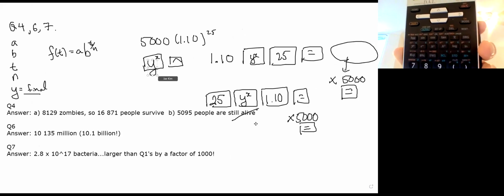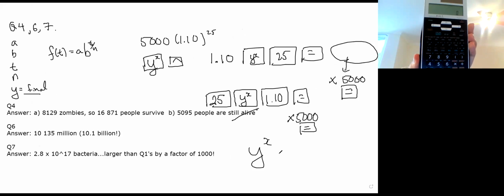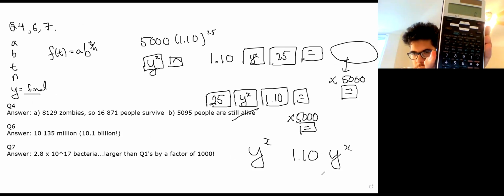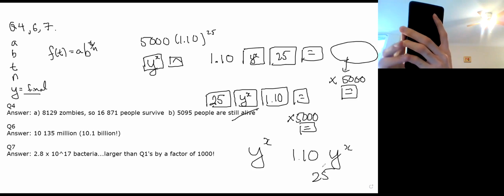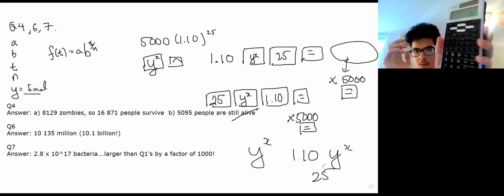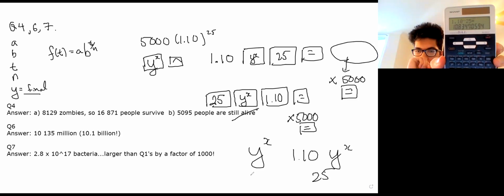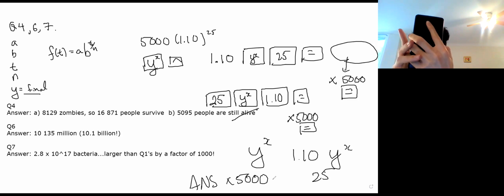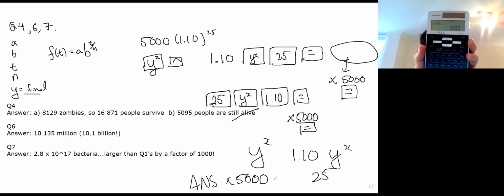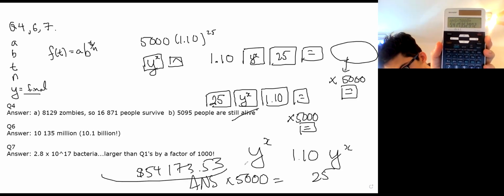Okay, yeah, on the left. Left second button is a YX. Yep, that one. Can you press 1.10 and then YX and then 25? What do you get? Yes, perfect. You press equals. Yep, and then from here, take that answer and multiply by 5,000. Equals. Yep, that's $54,173.53. Good. That's it.